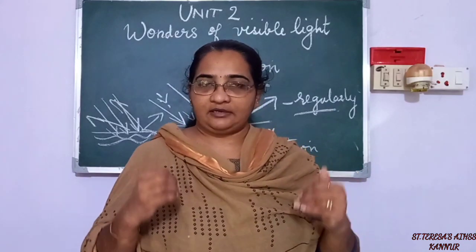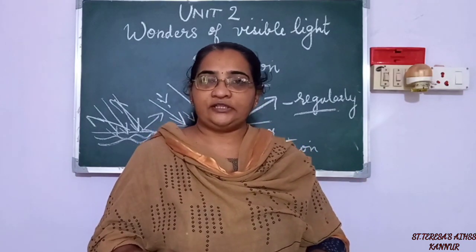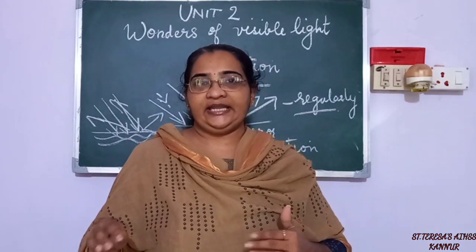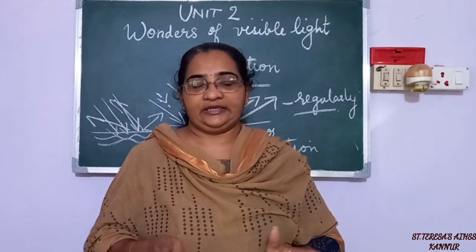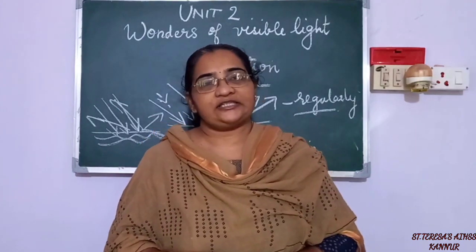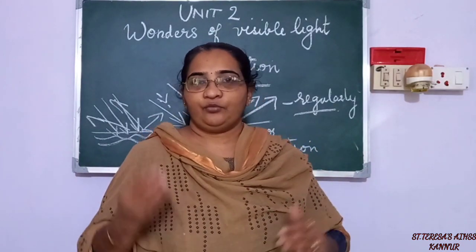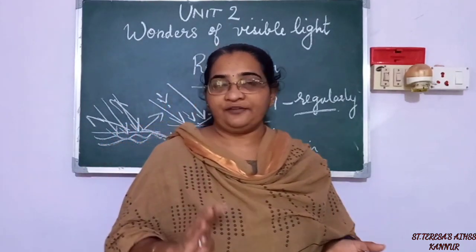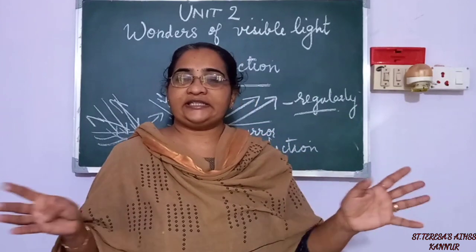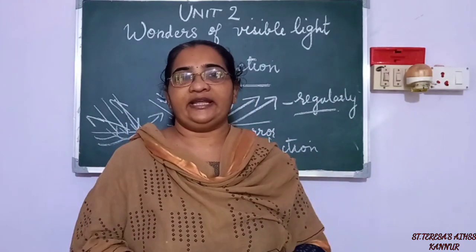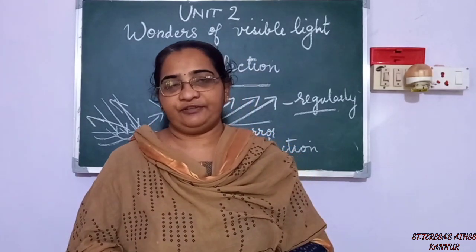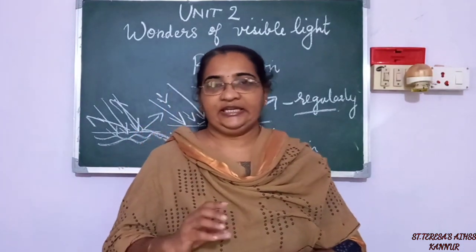Now what is regular reflection? When it falls on smooth surfaces like a mirror or steel plate or a tile, it will reflect regularly. That is called regular reflection. What is irregular reflection? When the light falls on a rough surface, it will reflect in different directions. That is called diffuse reflection. Irregularly it will reflect. That is called diffuse reflection.